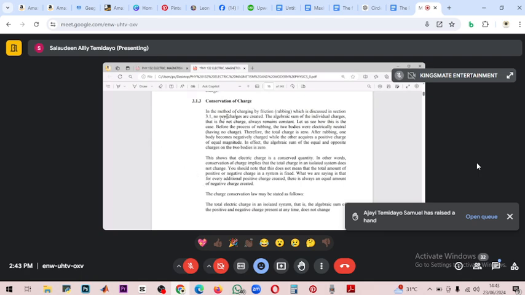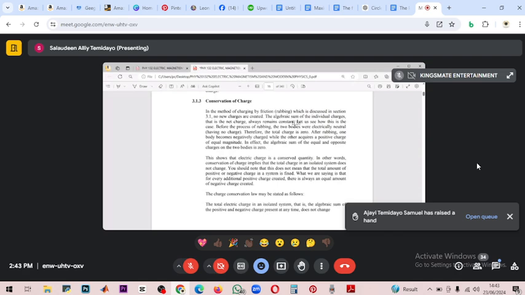So in the method of charging by friction, that's by rubbing, like the way we charged an ebonite rod by friction, which is discussed in section 3.1. So I've mentioned it now. Charging by rubbing is what? By friction. We call it charging by friction. The algebraic sum of the individual charges, that is, the net charge, always remains constant.